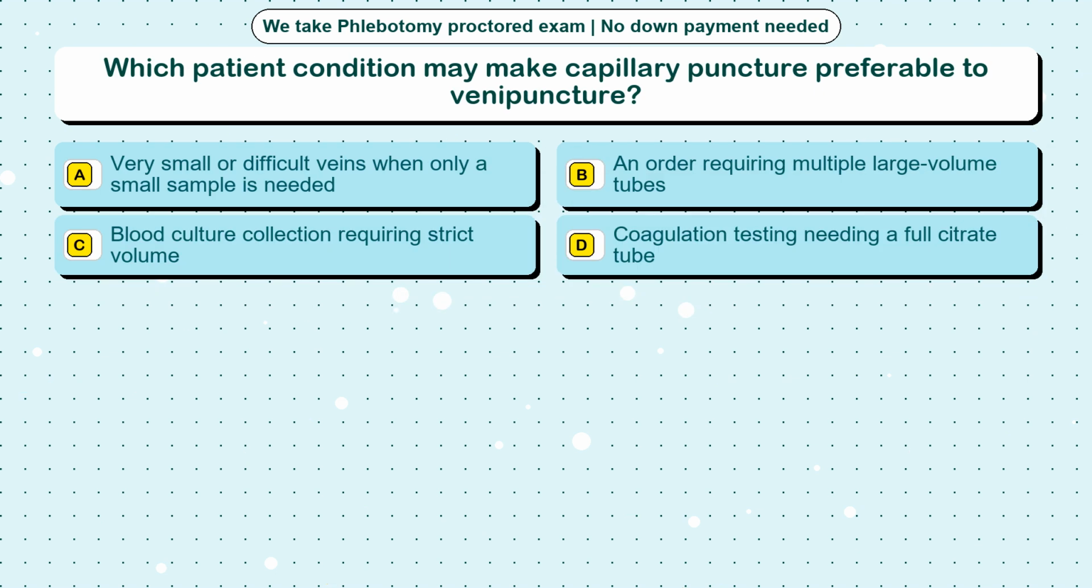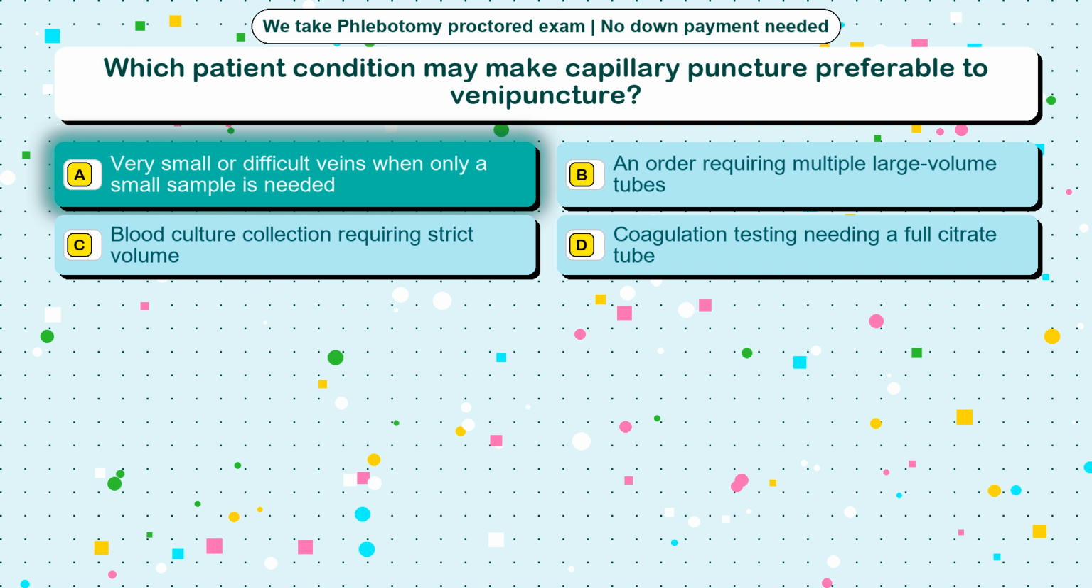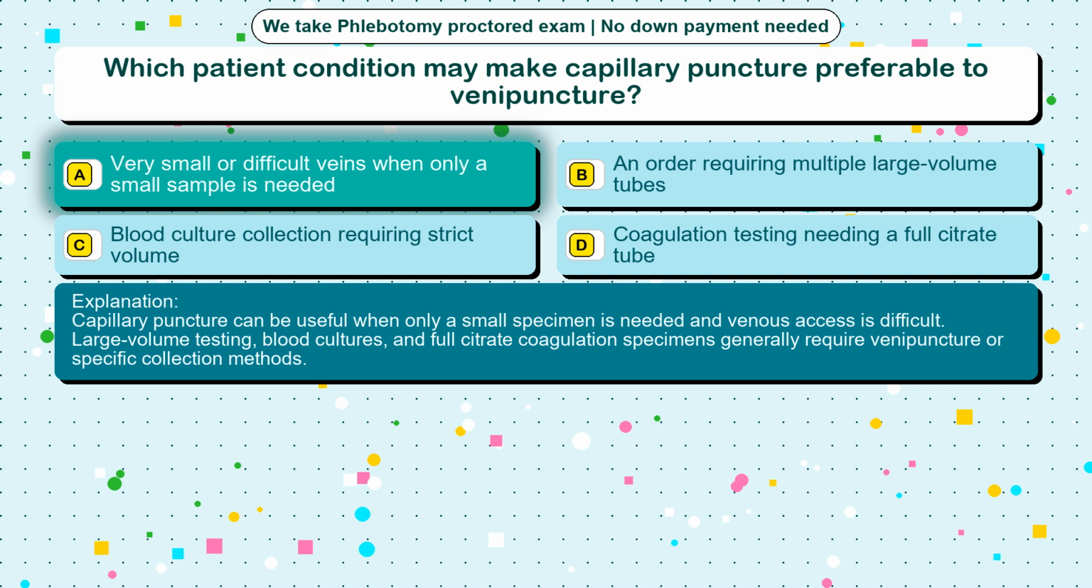Question 24. Which patient condition may make capillary puncture preferable to venipuncture? Option A, very small or difficult veins when only a small sample is needed. Option B, an order requiring multiple large volume tubes. Option C, blood culture collection requiring strict volume. Option D, coagulation testing needing a full citrate tube. The correct answer is option A, very small or difficult veins when only a small sample is needed. Capillary puncture can be useful when only a small specimen is needed and venous access is difficult. Large volume testing, blood cultures, and full citrate coagulation specimens generally require venipuncture or specific collection methods.